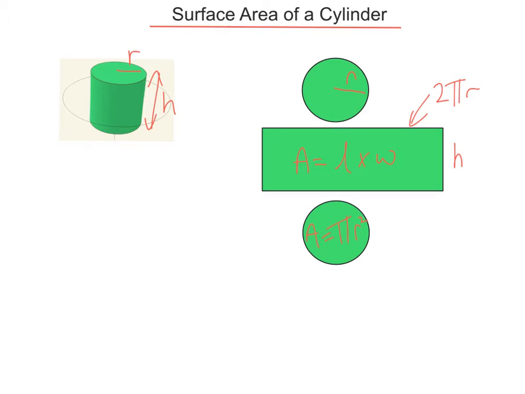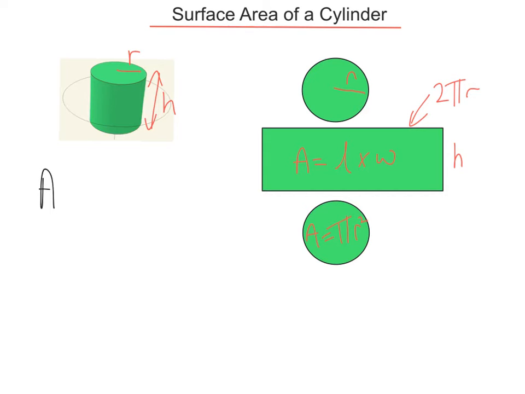If I unwrap this shape, I get two circles, one for the top and one for the bottom. And unwrapping this curved surface makes actually a rectangle. The length of the rectangle is the same as the circumference of the top circle or the bottom circle. The width of the rectangle is the same as the height. So let's put that together and get a formula.